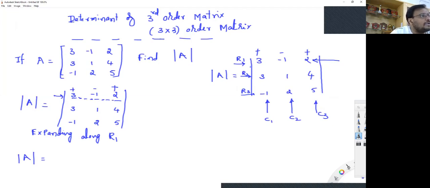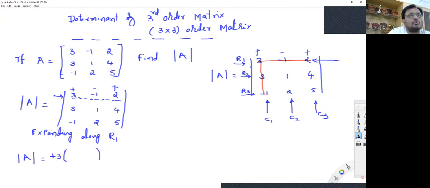First, the top symbol and number you take, first row, plus 3 you take. Plus 3 means, now I'll tell you what you have to do. You have taken plus 3 right here. At plus 3, you cancel the horizontal row. At plus 3, you cancel the vertical. Then the remaining you have to go for cross multiplication.